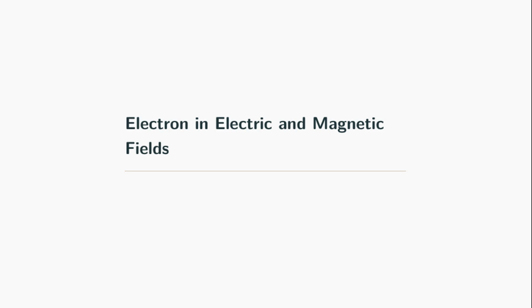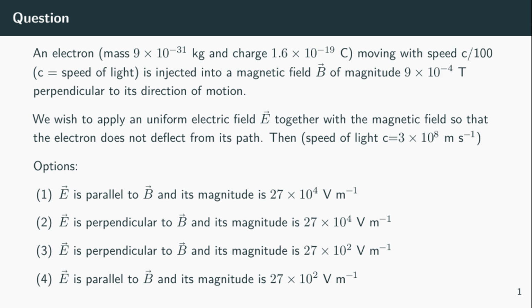Okay, let's dive into this problem about an electron moving through electric and magnetic fields. So here's the question we are looking at. We have an electron and we are given its mass, which is 9 times 10 to the power of minus 31 kilograms, and its charge, which is 1.6 times 10 to the power of minus 19 coulombs. This electron is moving at a speed of c over 100, where c is the speed of light.